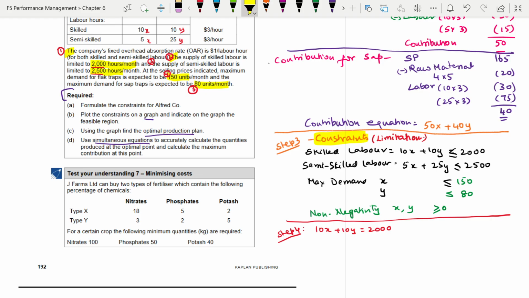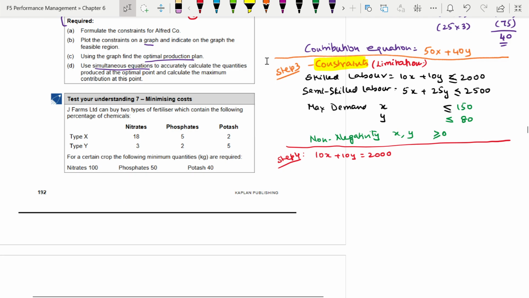Fine. Now, what we are doing, 10x plus 10y. We want to know, you make x as 0. 10 into 0 plus 10y equal to how much? 2000. Is it? Then what will happen? 10y equal to 2000, so y equals 2000 divided by 10. It comes to how much? 200.